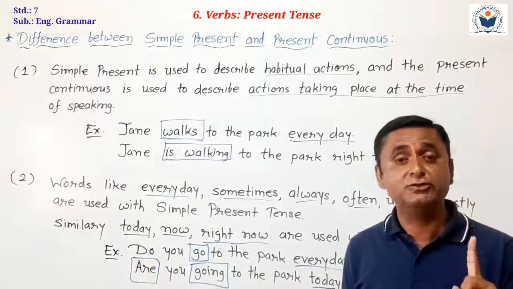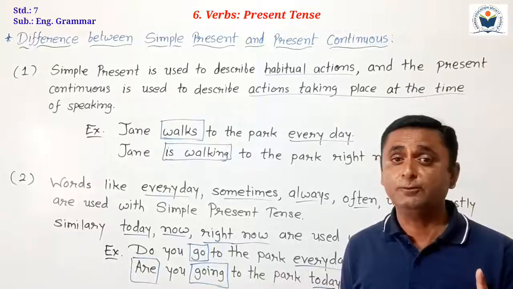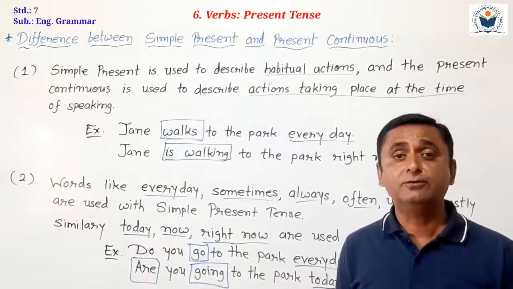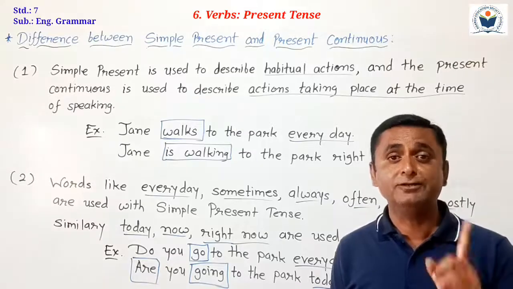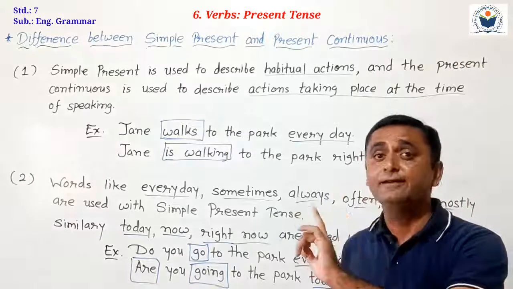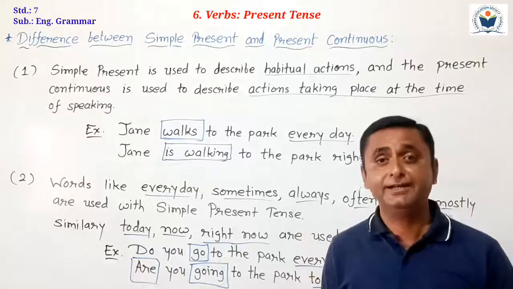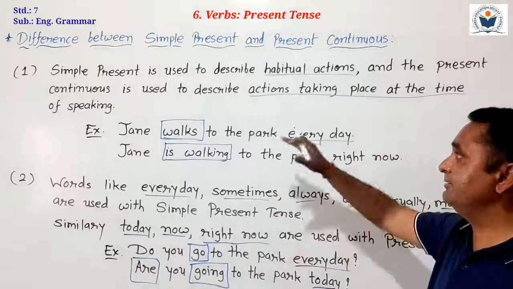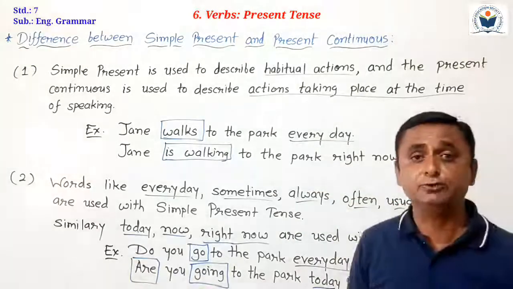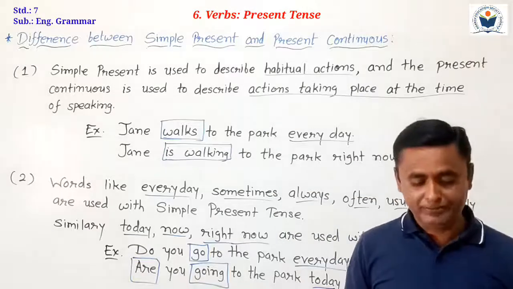Simple present tense is used for habitual action. On the other hand, present continuous tense is used to talk about an action that continues while you are speaking at that time. It is used to show that action. So these are the two major differences between simple present tense and present continuous tense. You have to keep all these things in mind.